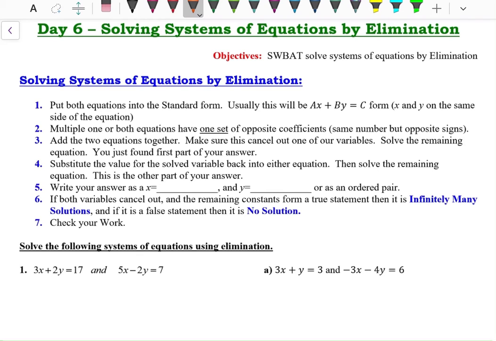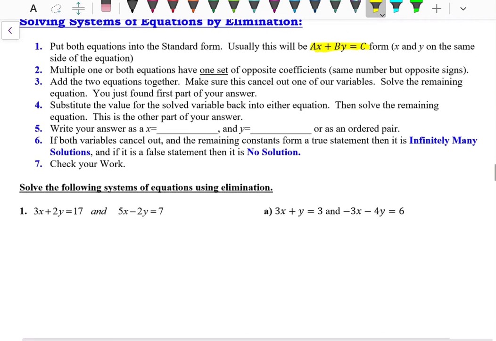So step 1, you're going to want to put both equations into standard form. This is standard form, where x and y are on the same side of the equation. Then you're going to have one set of opposite coefficients, and then you're just going to add the two equations together and cancel out the variables that have the opposite coefficients, and then solve the remaining equation for x or y.